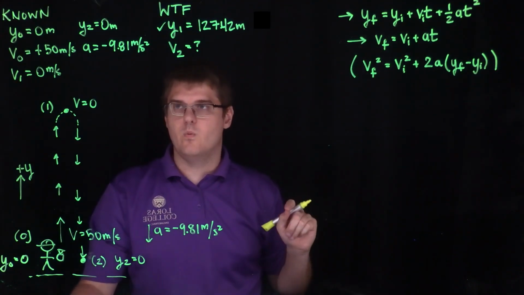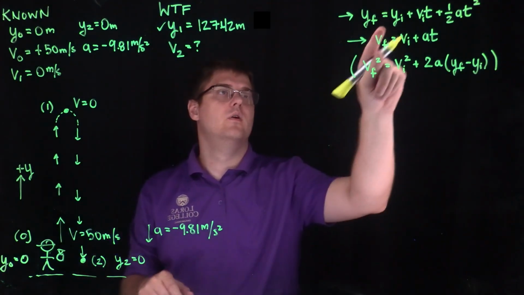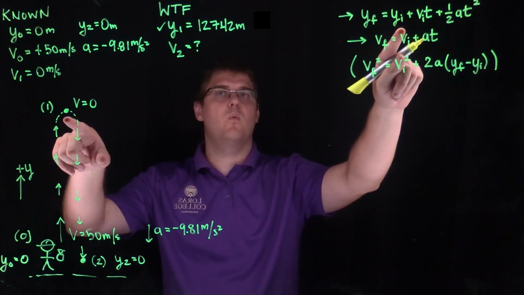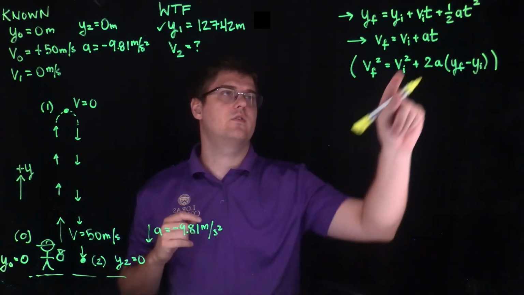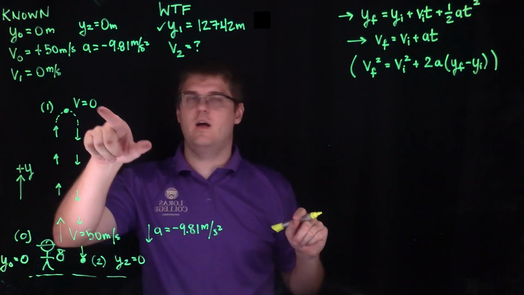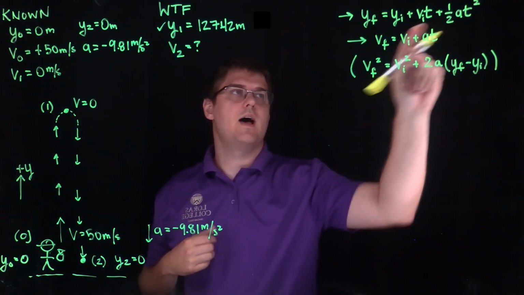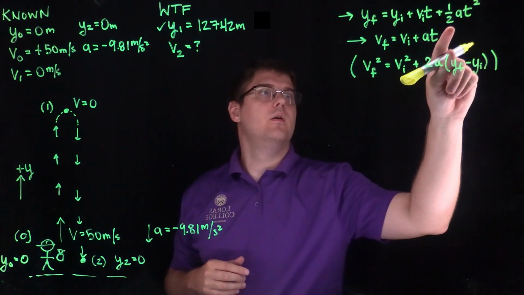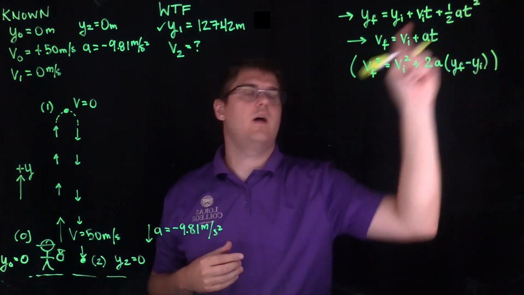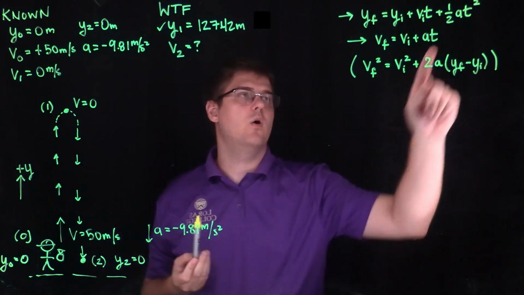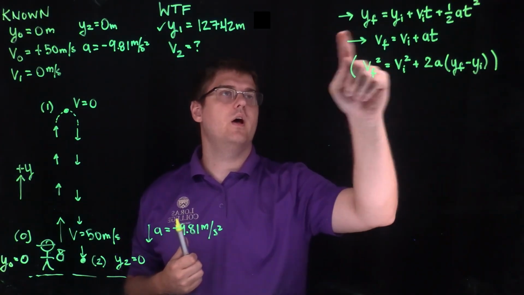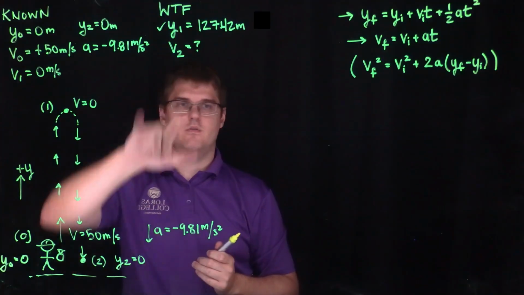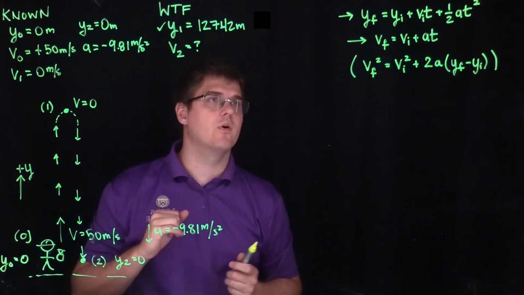Y final, Y2, I know that. Y initial, that's Y1. I just found that. So that's good. Velocity initial, I know that. That is 0. Time, I don't know that. With 1/2 at squared, I can find time. So I know my acceleration, so the only unknown in this is time. Fortunately, time is not what I'm trying to solve for.